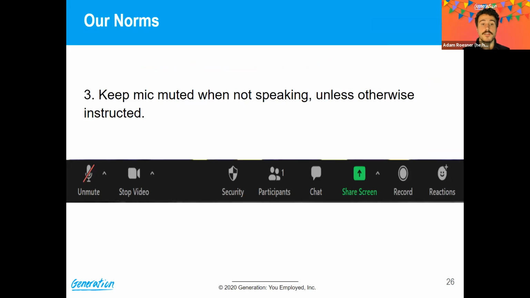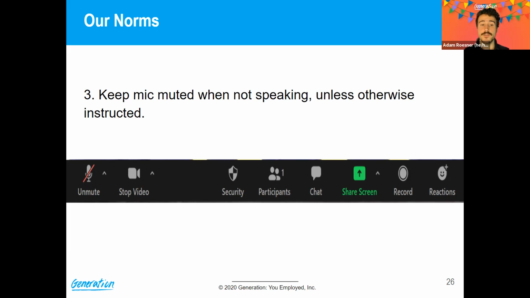Keep your mic muted when you're not speaking unless otherwise instructed. If I call on you or if any of the TAs call on you, then you may unmute yourself. Otherwise, please do not unmute yourself and start talking. Even if you think that you're answering a question, what happens is multiple people will unmute themselves and start talking, and then it's not multiple times the information being communicated, it is 0 times the information being communicated. So if you are interested in answering a question, please use the reactions feature to raise your hand, and that way we can call on you and then you can unmute yourself.